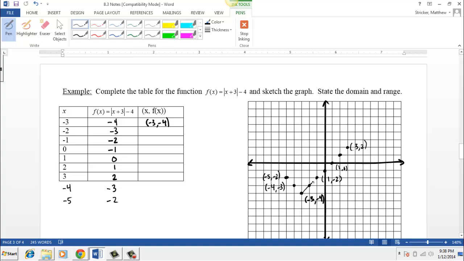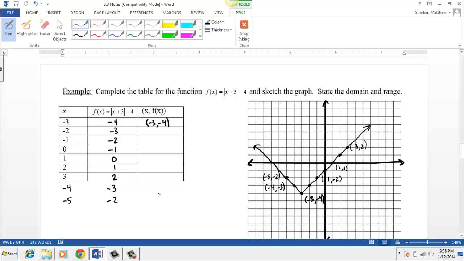This graph should look something like this. Okay, and again we see that V shape. It's in a different spot. This graph is in a different spot than the last one.